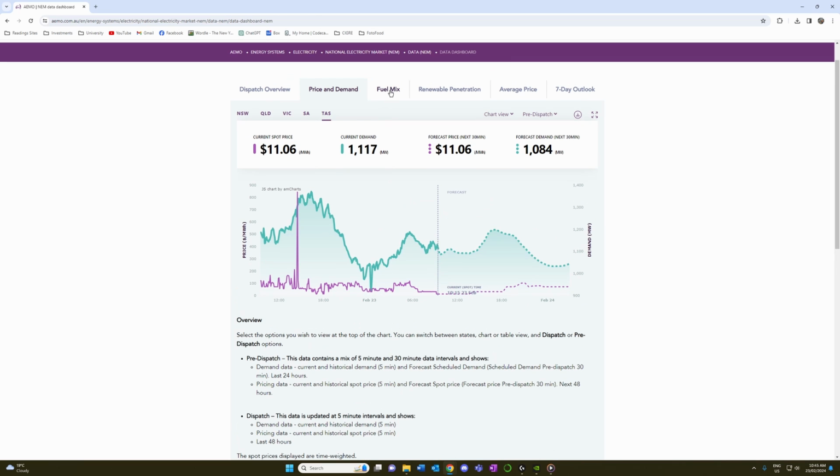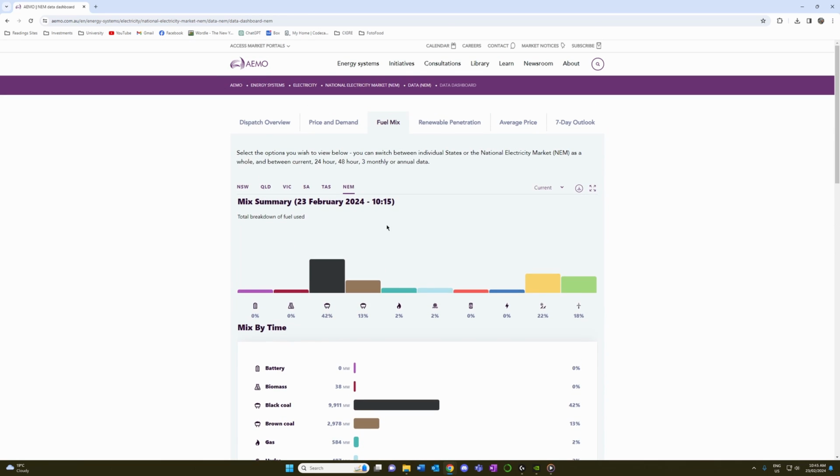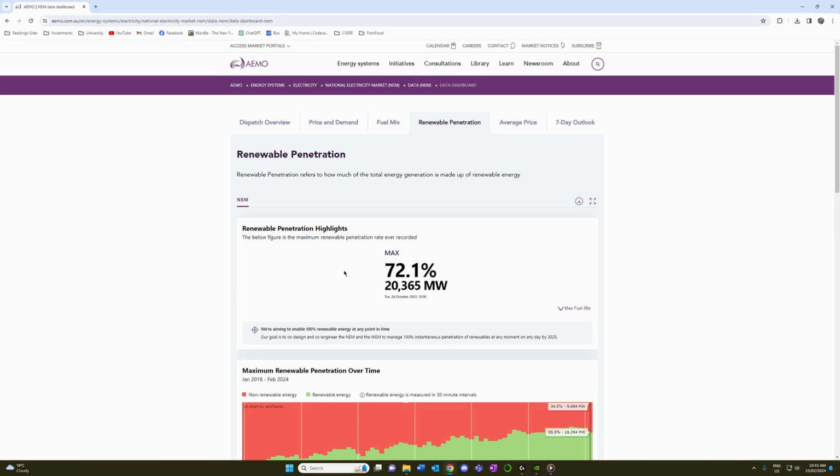Okay, so if we go over to fuel mix, we're using the NEM tab. As you can see here, 40% of the demand in the NEM is still supplied by black coal, which is something we want to get away from with this sort of climate change pressure. But the good sign is 22% is solar, 18% is wind, which is awesome. So another breakdown here, and then renewable penetration.